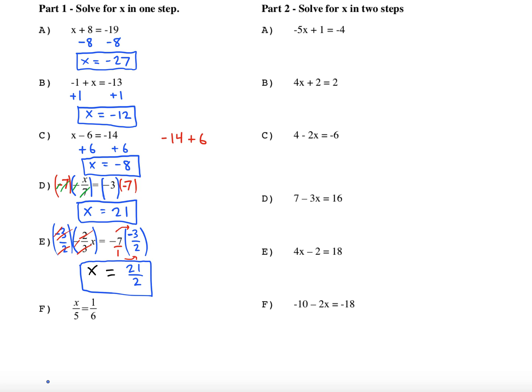Alright, so here I have x over 5 equals 1 over 6. I'm going to undo the division by multiplication on both sides. As we can see, the 5 will cancel here, but I have a 5 on the right, which is the same as 5 over 1. Multiply the tops together and the bottoms together. Final answer, 5/6.